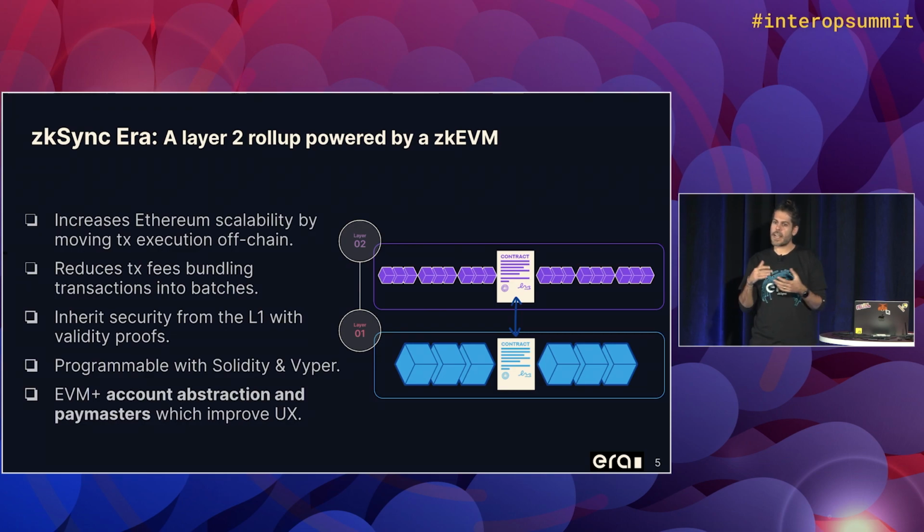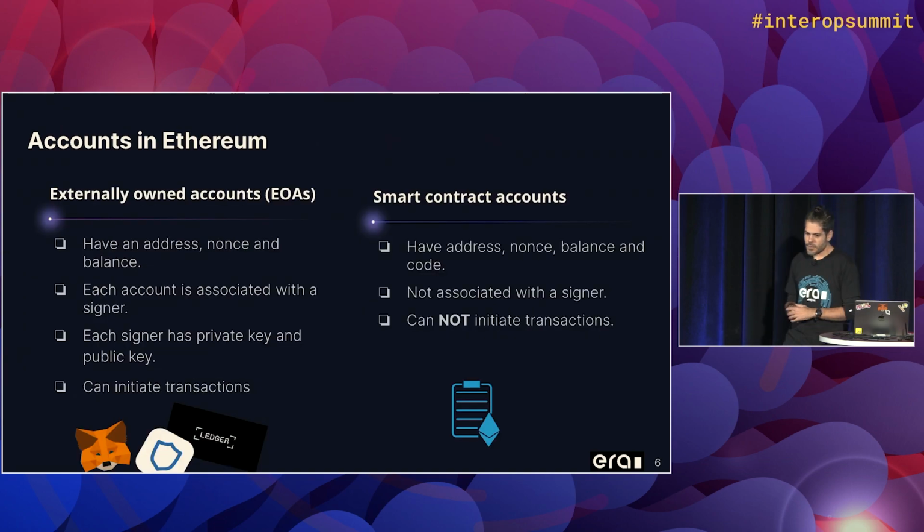To understand how account abstraction and Paymasters improve the user experience, we first need to know the problems with the user experience right now. And before knowing these problems, we need to see the types of accounts that exist on Ethereum to understand how they are causing these problems. So, on Ethereum right now, there are two types of accounts. We have externally owned accounts and we have smart contract accounts.